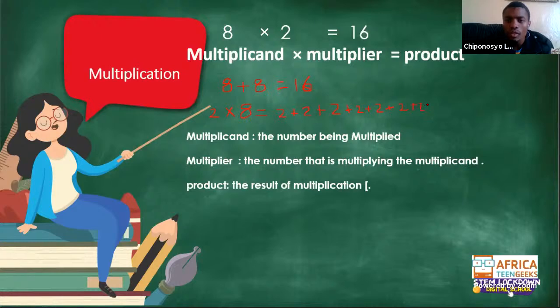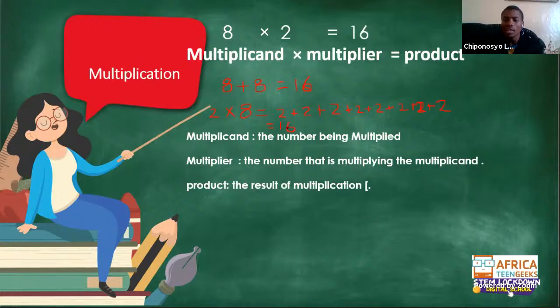2 plus 2. That's what you do. Saying 2 plus 2 plus 2 plus 2 plus 2 plus 2. 1, 2, 3, 4, 5, 6, 7, 8. And all of that equals to 2, 4, 6, 8, 10, 12, 14, 16. That is multiplication.